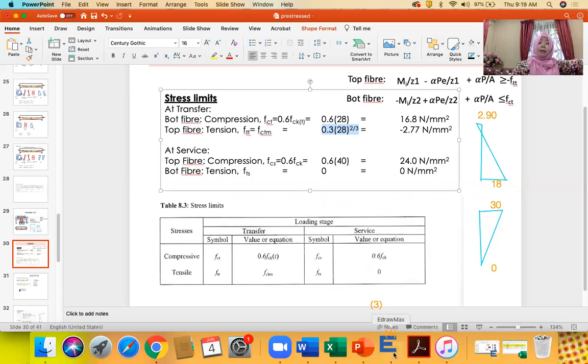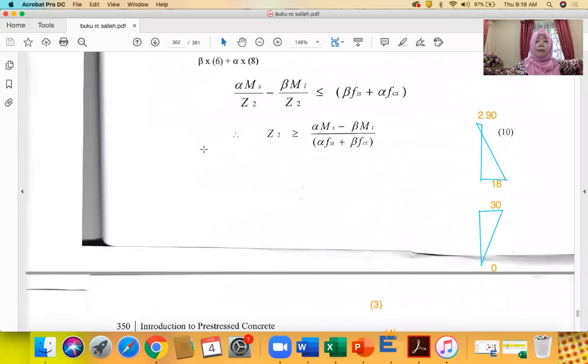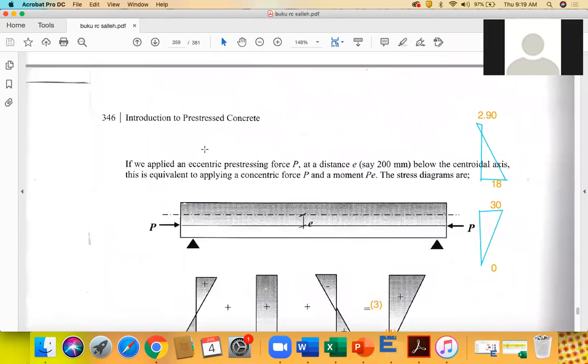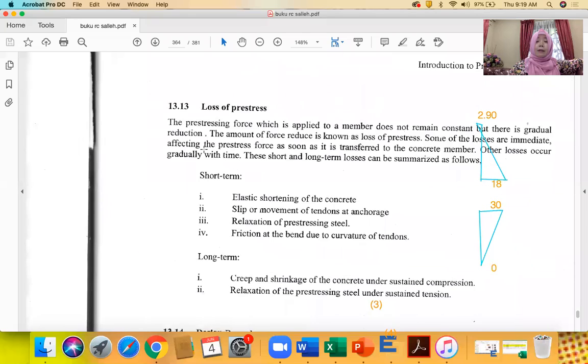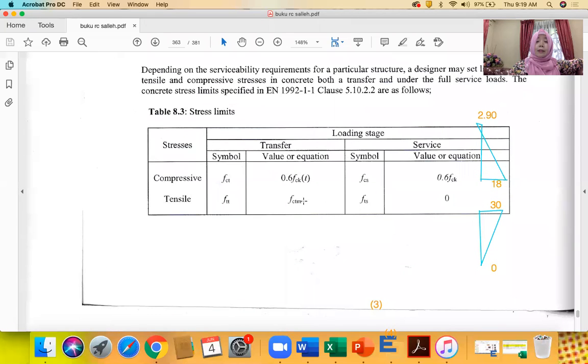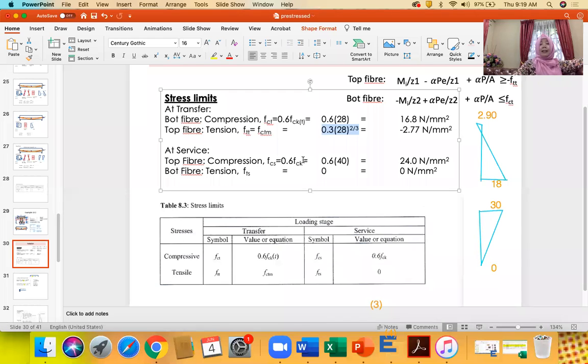Okay, we need to check, I have the book here. What is the stress limit? Okay, the stress limit here. Okay, this is the limit specified according to the EN. So if FCTM, but in this calculation, okay, I understand. So if according to the table, we straight use the FCTM, right?